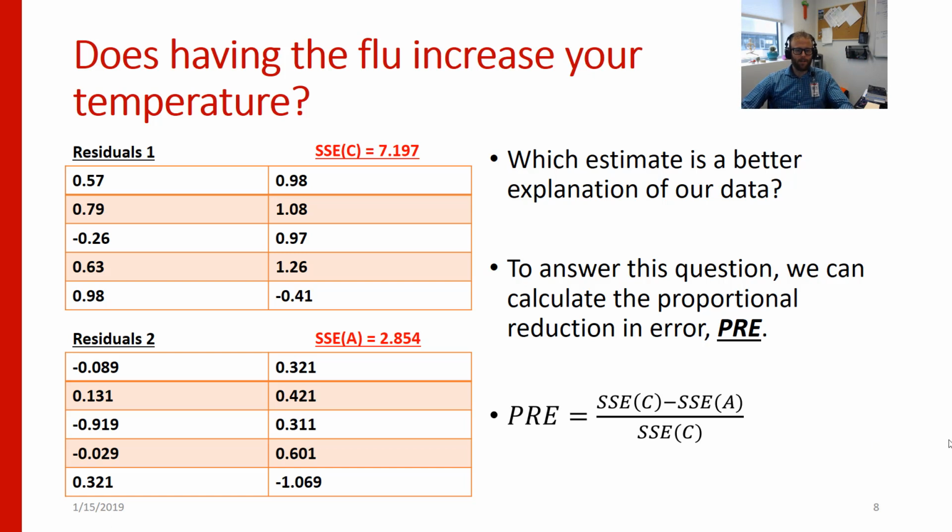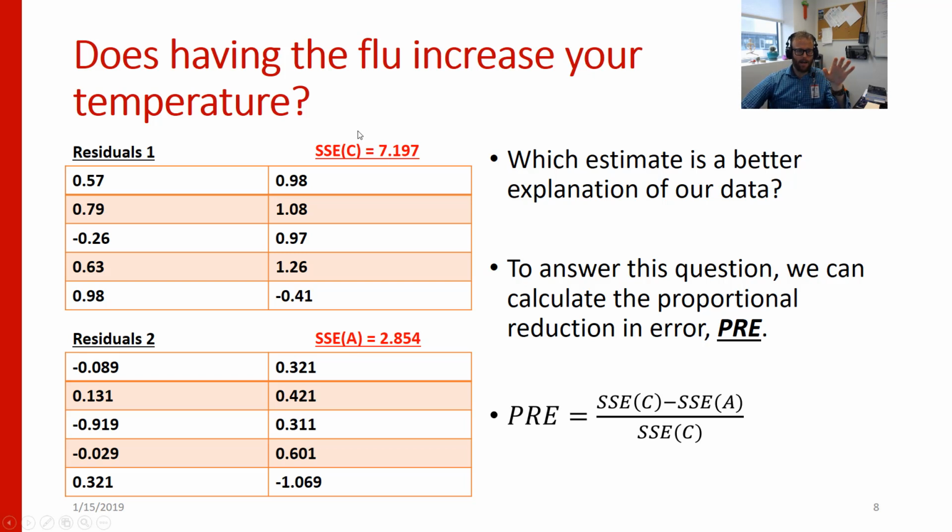So we can calculate PRE as the sum of squared errors in the compact model minus the sum of squared errors in the augmented model, divided by the sum of squared errors in the compact model. Again, our compact model is the simpler model, which in this case had a single value that was an unfitted parameter. We didn't fit this from our data. We just said 37 is the value. Here we're estimating a parameter in the population. So this is technically a more complicated model, and this is our SSEA.